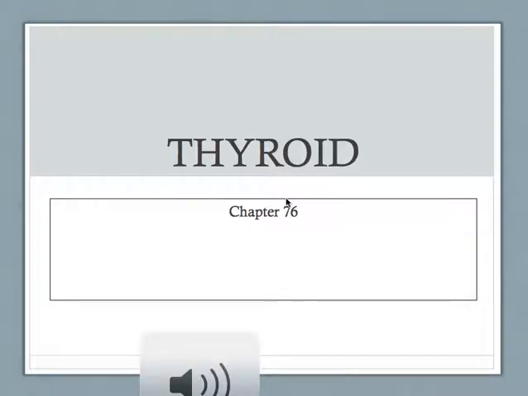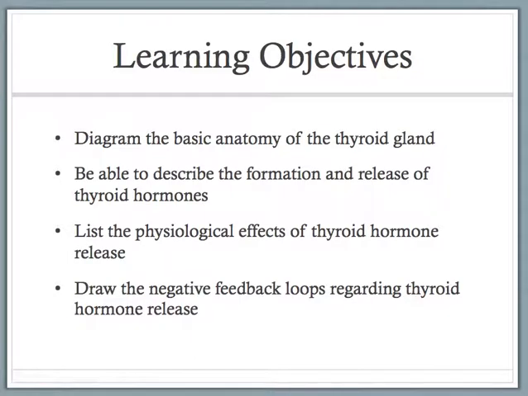We are going to go over the thyroid today as part of the endocrine series. We are nearing the end. Moving down the body, we did the hypothalamus and pituitary, and now we're on to the thyroid in the neck area. So for this chapter, I would like you to focus on the basic anatomy of the thyroid gland.